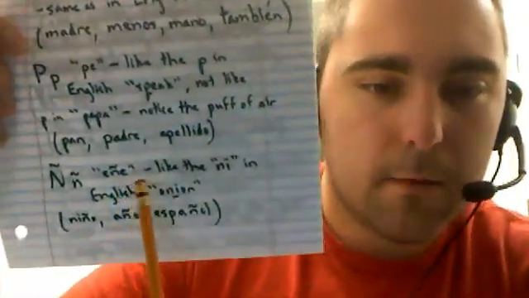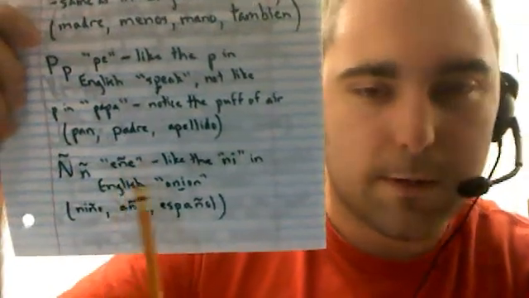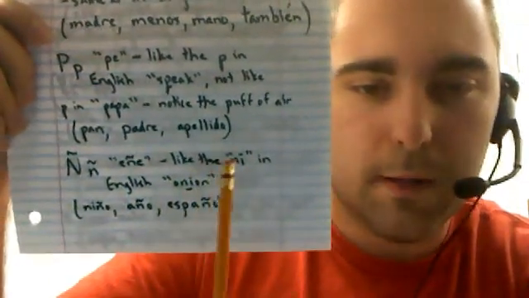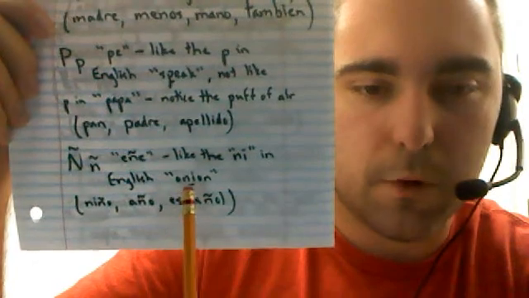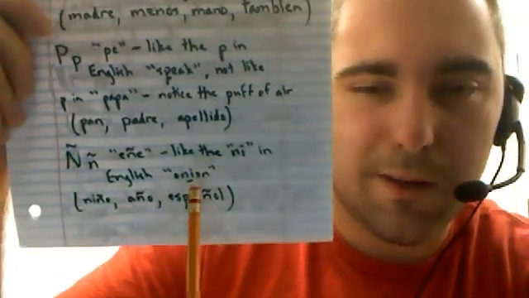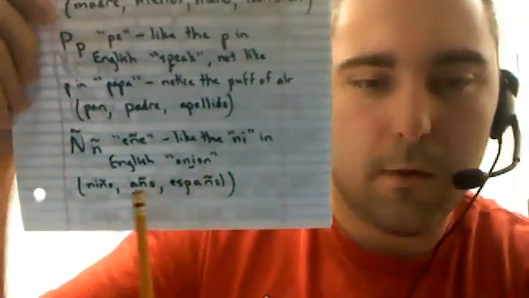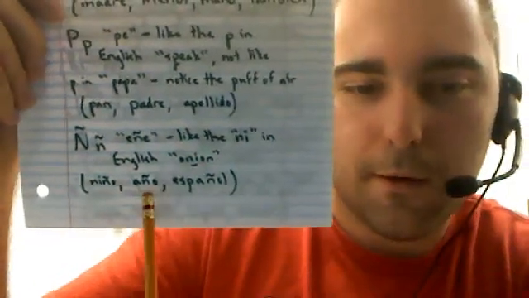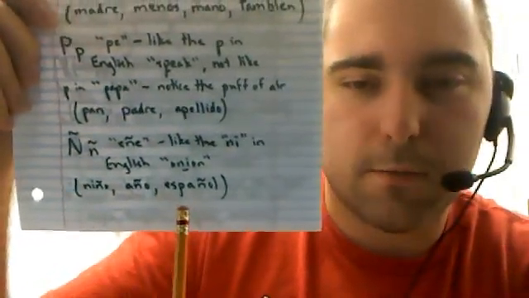Next is ñ, which is the N with the squiggle on top. It's pronounced like the NI sound in the English word onion. So think of it as like an NY together, ña. So, niño, año, and español.